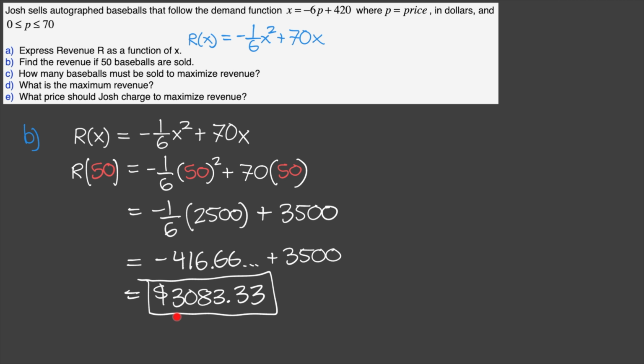So here is our revenue if we sold 50 baseballs. Okay, so I'll write that here. So our revenue is $3,083.33.